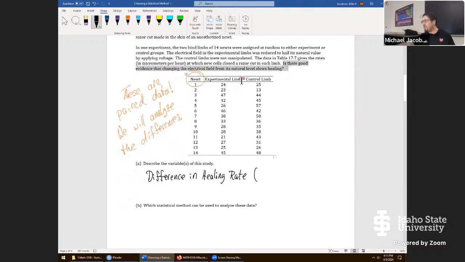They ask the question, is there good evidence that change in electrical field from its natural level slows healing? So it seemed to indicate that this probably has a smaller sample average. That means the analysis won't involve as many negative values if you went to control minus experimental. But again, as long as you're consistent in how you subtract, it really is irrelevant. I personally would probably go this route. Control minus experimental. So that's our variable. It's quantitative.